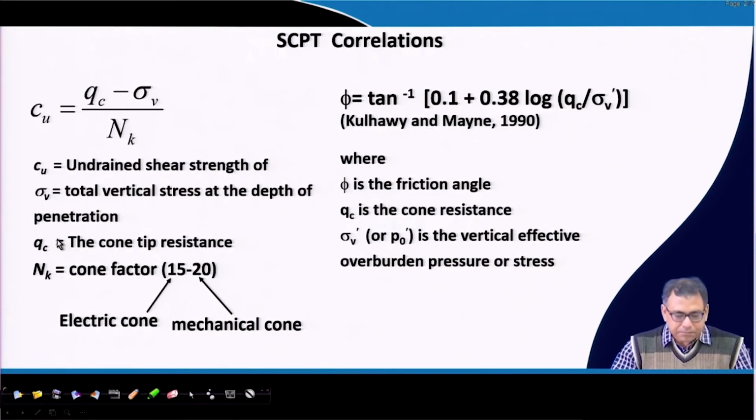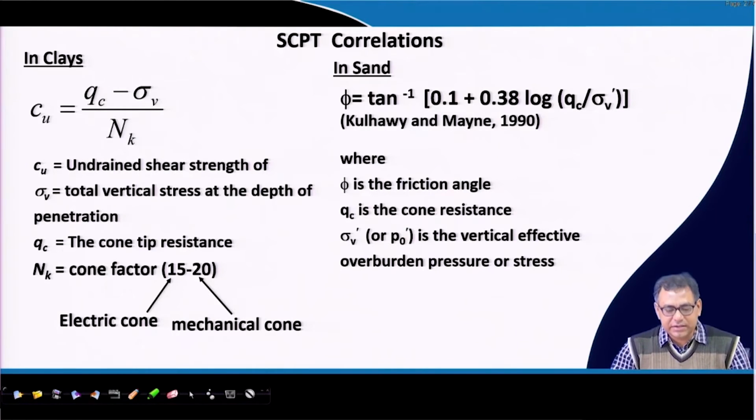So, once you get this cone resistance and the friction resistance, then we will use the correlations. For SPT, CPT or other cone penetration tests and other field tests, there are a number of correlations available, but I am giving a few of them. Okay. So, for the clay we can determine the undrained shear strength or undrained cohesion by using QC minus sigma V divided by Nk.